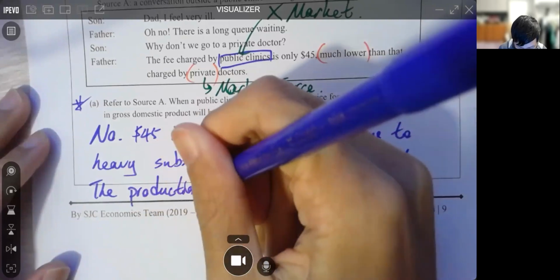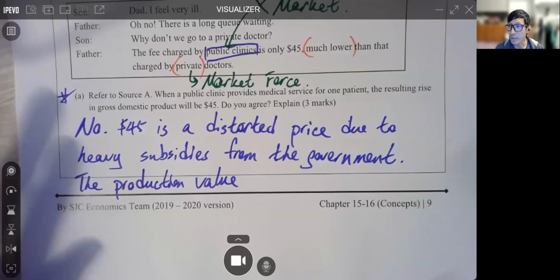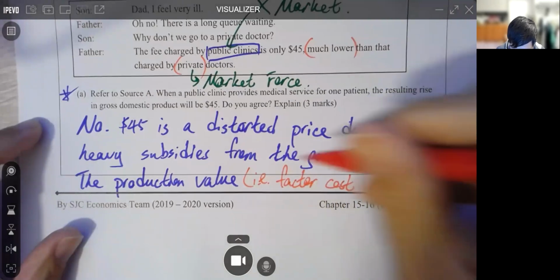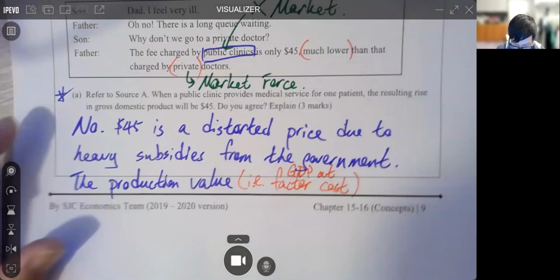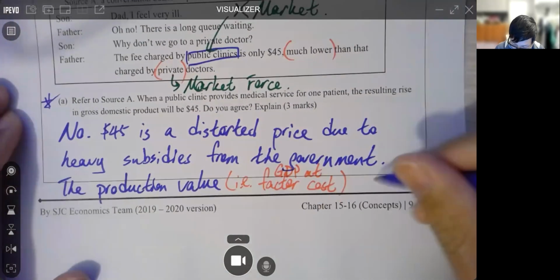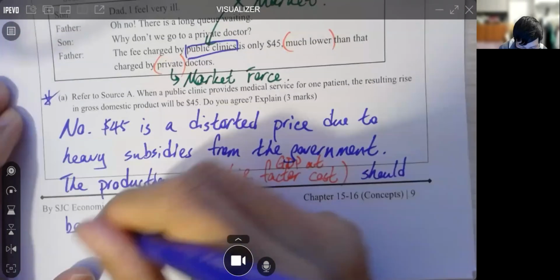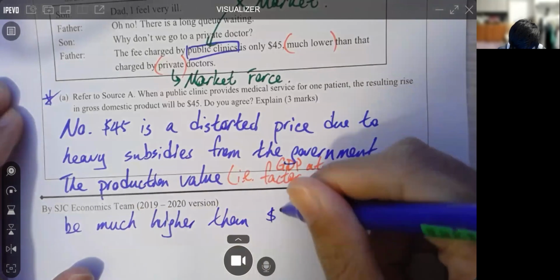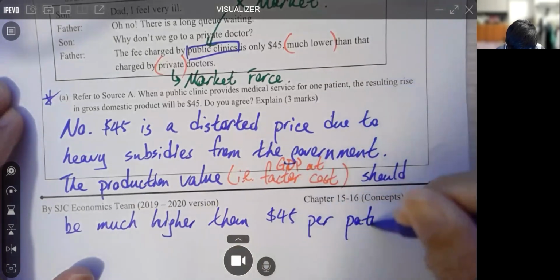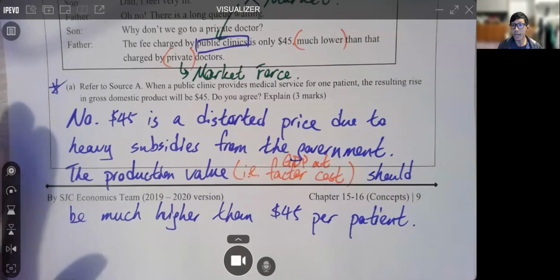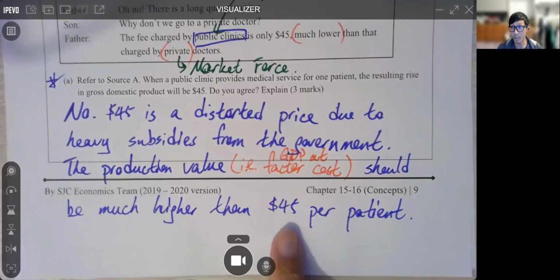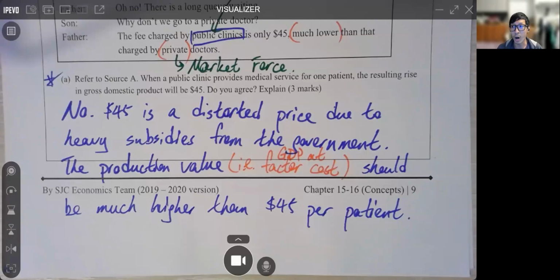Okay? The production value, which, if you want to be more specific, i.e., the factor cost, the GDP at factor cost, should be much higher than 45 per patient. Okay, so in reality, obviously, the government knows the factor cost for each patient. So when they calculate GDP, it's not going to be 45, but the actual figure of the factor cost.